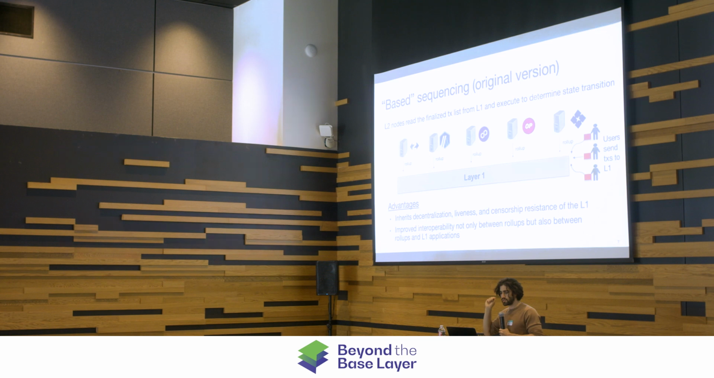It would execute them and then report what happened to Ethereum, right? Which gives the layer 1 the ability to actually do the sequencing, not only for your rollup, but it's also doing it for all other rollups at the same time. The advantage of this is that it inherits the decentralization and liveness and censorship resistance of the L1, but even more importantly, it results in improved interoperability, not only between rollups, but also between rollups and L1 applications.